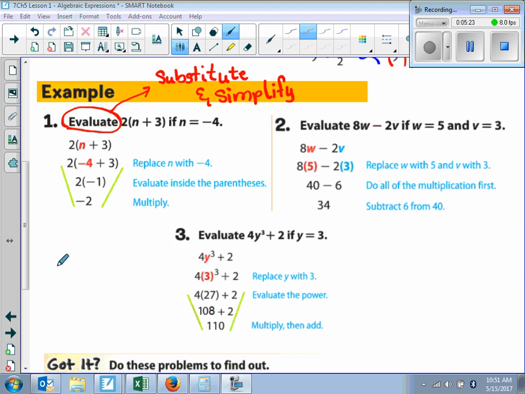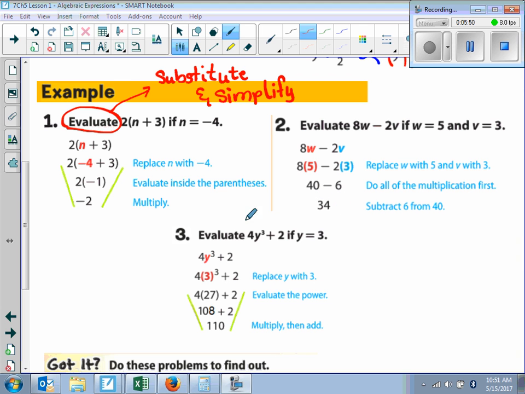Okay? Example 2 is just showing with 2 variables, substituting 5 for W and 3 for V. So we substitute in 5 for W, 3 for V, and then we simplify using our order of operations. So we're going to multiply first. So we have 8 times 5 is 40, minus 2 times 3 is 6, and we end up with 34.